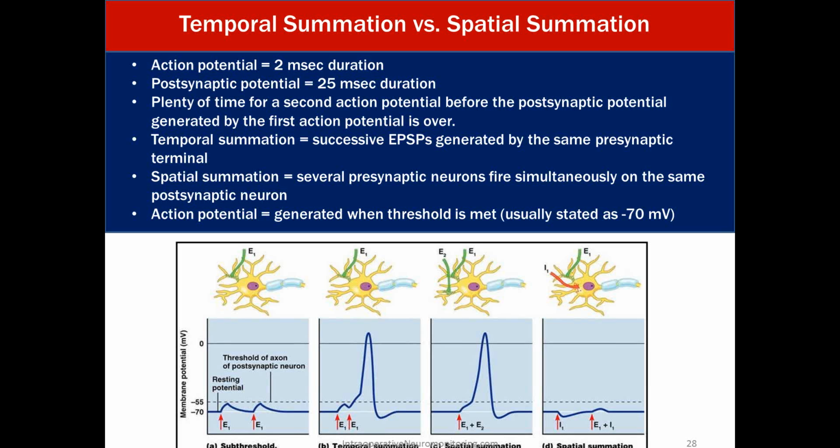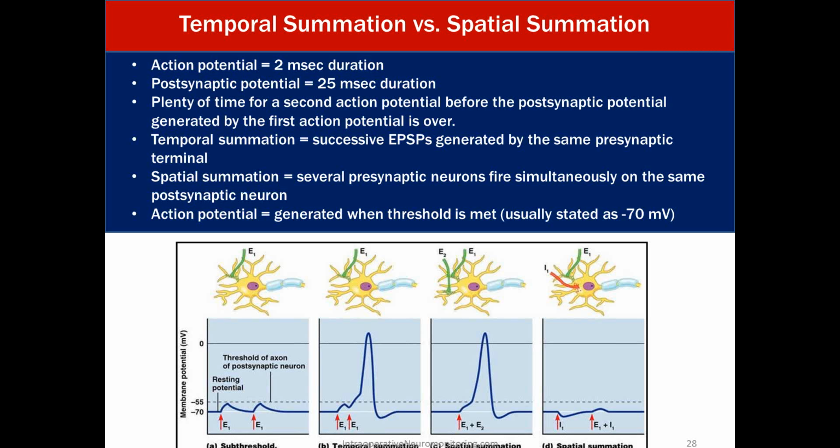Here, before I use the terms temporal summation and spatial summation, this is a good definition of them. An action potential lasts somewhere around 2 milliseconds in duration, which we saw in that other picture, while postsynaptic potentials are around 25 milliseconds in duration. That means there's plenty of time for a second action potential before the postsynaptic potential generated by the first action potential is over. So we're somewhere in between that 2 to 25 millisecond area, and we can make use of the summation prior to the one we're trying to stimulate again.